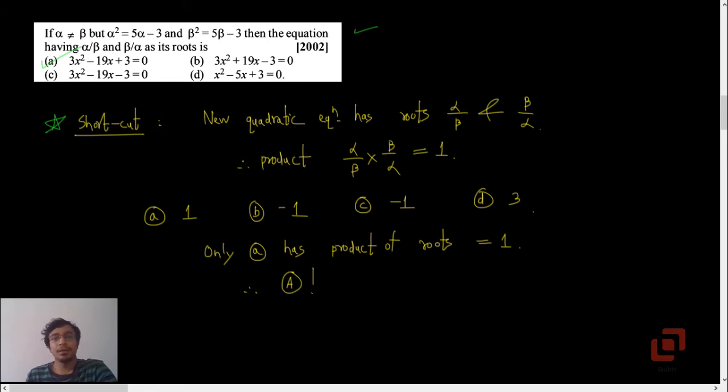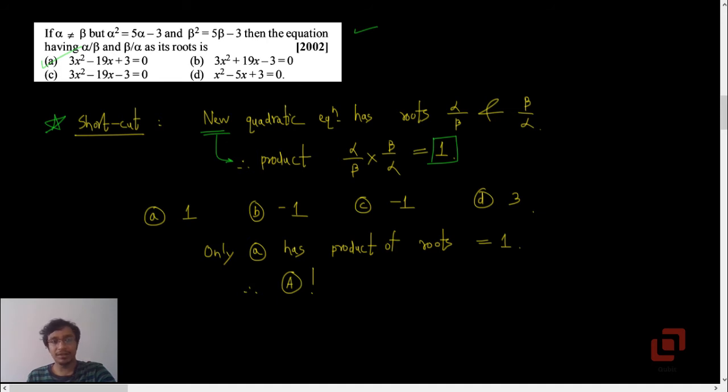We note that the product of the roots of the new quadratic equation is 1. This is what we see because the roots are alpha by beta and beta by alpha. So if you take the product, it will come to 1. Now if you check the options, there are 4 quadratic equations.